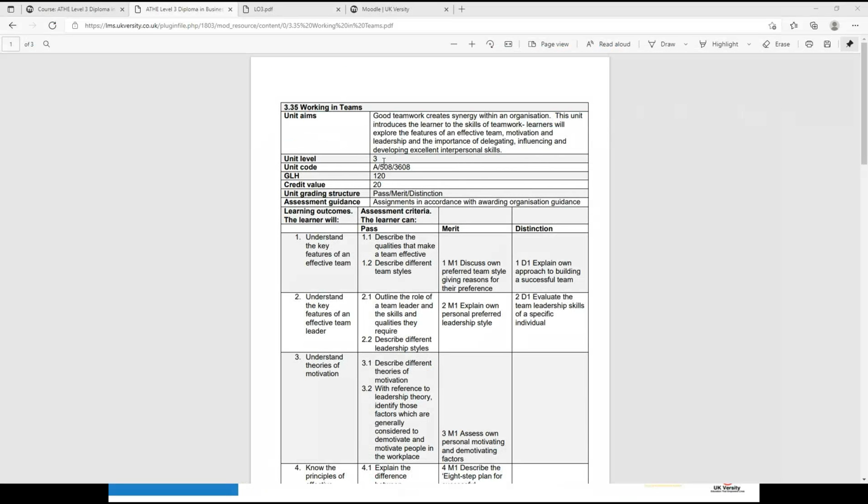Hi, good morning. So we're looking at working in teams unit today, learning outcome 2, which is understand the key features of an effective team leader. So we're going to be looking at a number of outcomes. So 2.1 is outline the role of a team leader and the skills and qualities they require. 2.2 is describe different leadership styles. The merit question is explain your own personal preferred leadership style, and then the distinction is evaluate the team leadership skills of a specific individual.